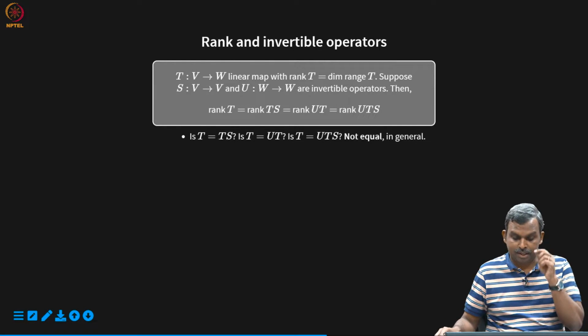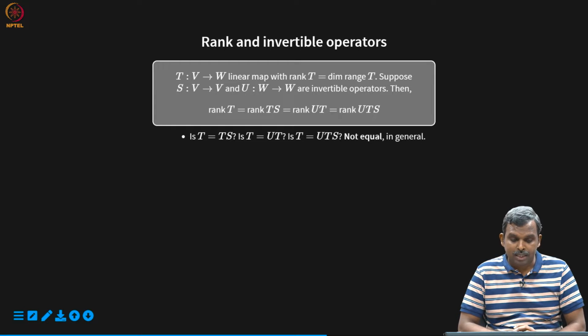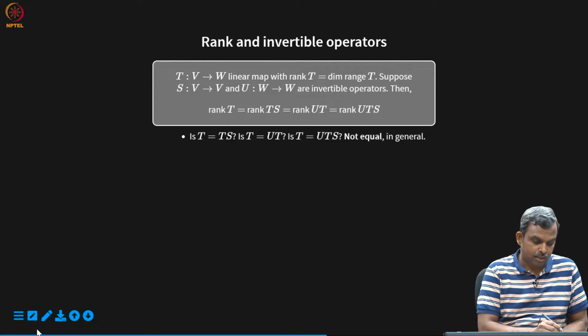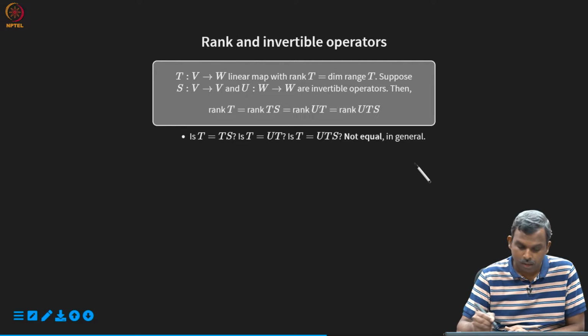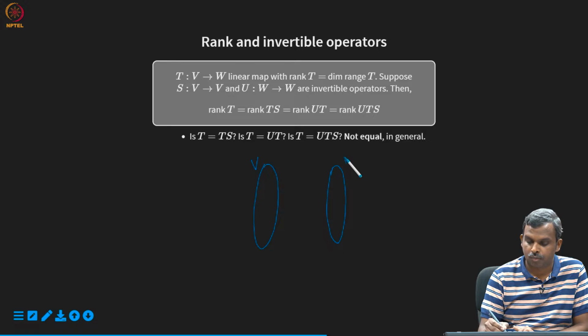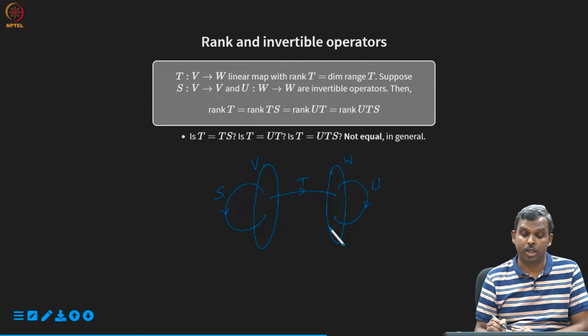Here is another interesting little result. Notice what's happening here. You have a linear map T from V to W. It's good to draw a picture, I think a picture would help. Supposing I have V here and W here, and then I have a linear map T going from here to here. And let us say I have an invertible map going from V to V, which I call S, and an invertible map going from W to W, which I call U. Both of these, S and U, are invertible.